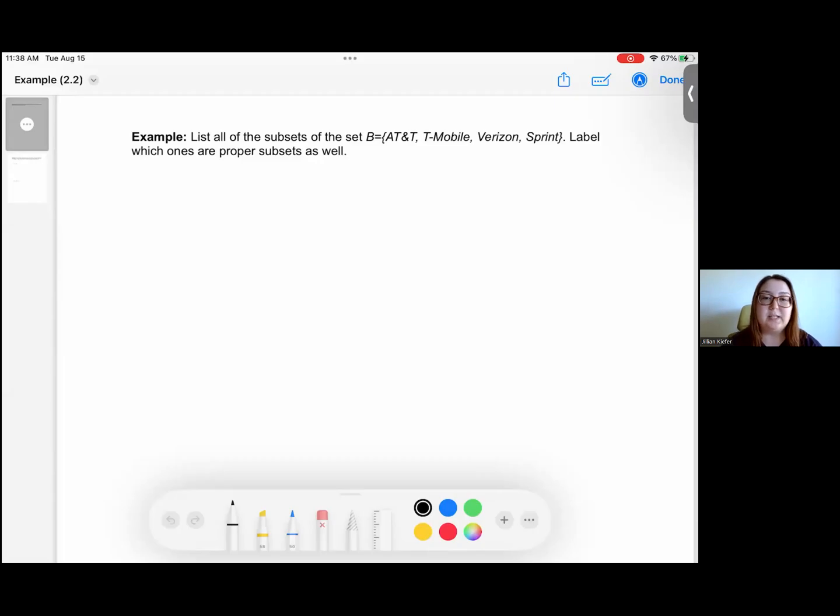All right. So we're going to list out all of the subsets of our set B, and we'll label which ones are proper subsets as well. Now, always a good place to start is just rewriting the original set. We say that a set is always a subset of itself. That's the first one. So we'll go ahead and write our first one in here: AT&T, T-Mobile, Verizon, and Sprint. This is our very first set. And you know what? Let's just go ahead and label it. So we'll label that subset number 1.